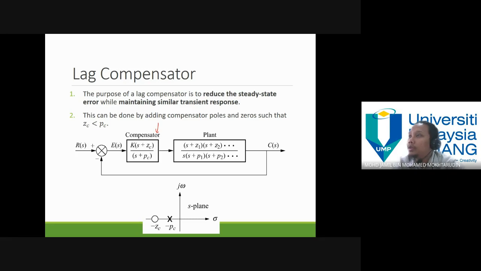To design a lag compensator, you have to add a pole and zero, ZC and PC, such that ZC is always lower than PC. In terms of location, in this figure, ZC is located more negative than PC. So if you use ZC of 0.1, then your PC must be 0.01, for example. ZC must be more negative than PC. For a lag compensator, the transfer function is given here: K times S plus ZC divided by S plus PC.